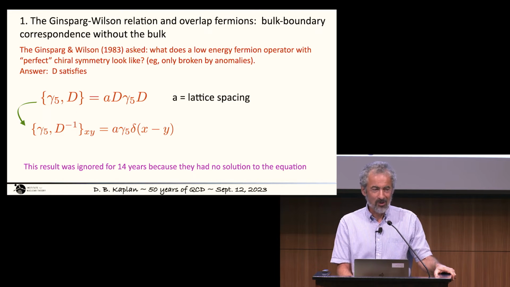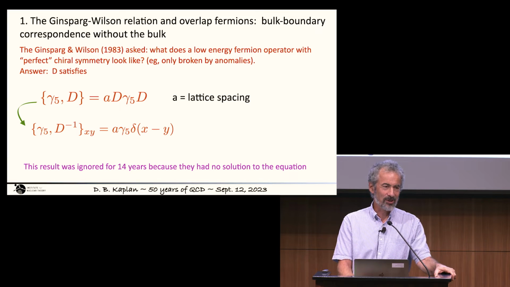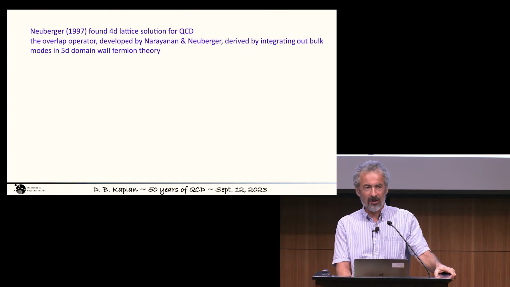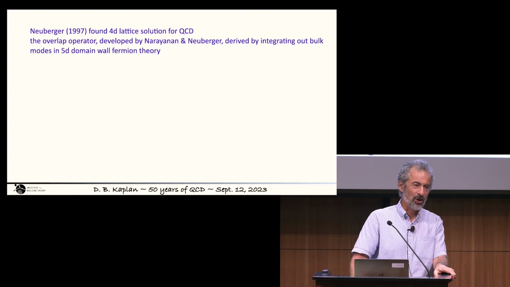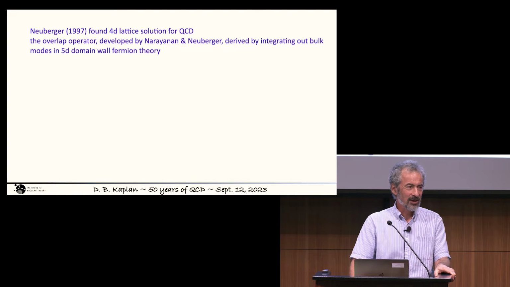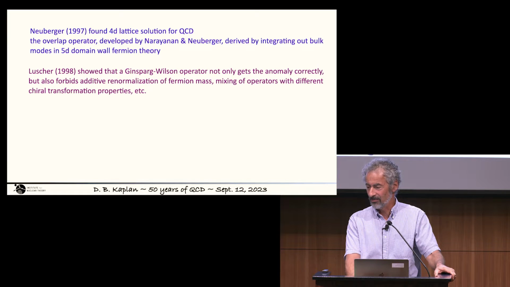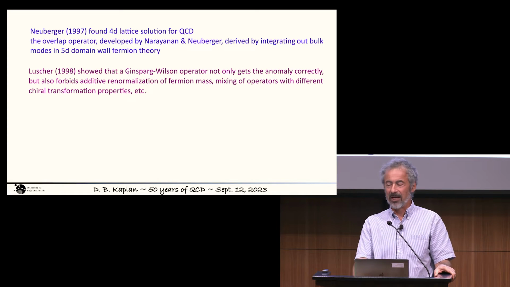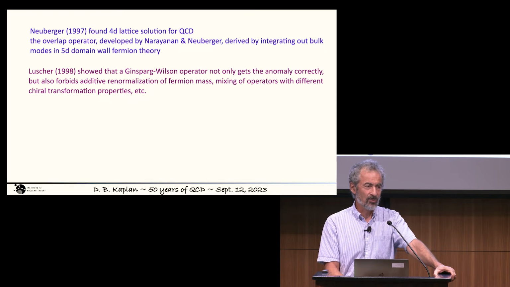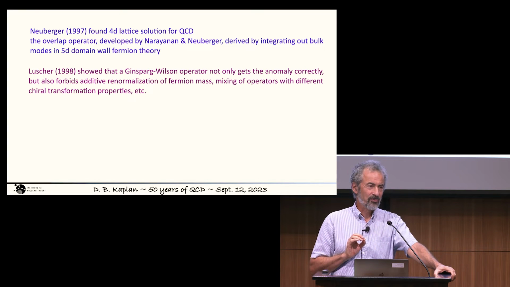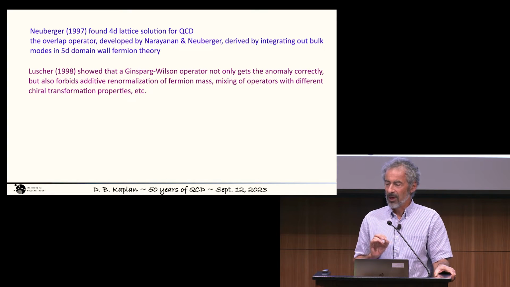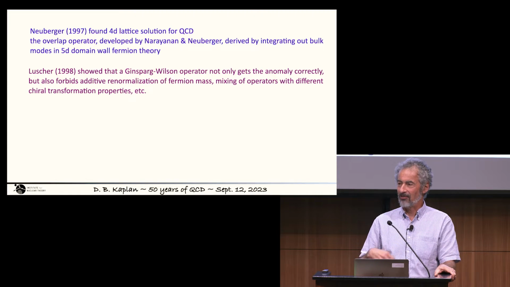The result was completely ignored for 14 years because they didn't see a solution to their equation. But then in '97, Neuberger took the domain wall fermion theory and integrated out all the bulk modes. It was a pretty amazing calculation, and it came up with a beautiful result in what's called the overlap operator, and he was able to show that it was a solution, in fact the only known explicit solution, to the Ginsparg-Wilson equation. And then finally, Lüscher in '98 showed that any operator that obeyed the Ginsparg-Wilson equation had an exact symmetry on the lattice, exact in the action, which prevented additive mass renormalization, but violated by the lattice integration measure, and that violation gave you the anomaly.